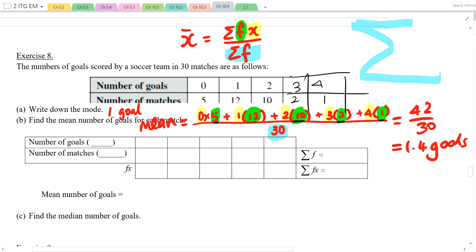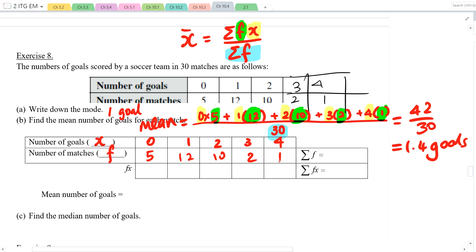Now I want to put everything in a table form. At the bottom, I'm simply copying down the values. Number of matches will be 5, 12, 10, 2, and 1. Okay? This over here, summation f, means I add up all the frequencies. What is the value of summation f? 30. 5 plus 12 plus 10 plus 2 plus 1, that's 30.